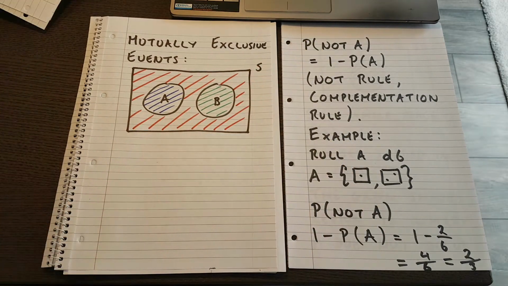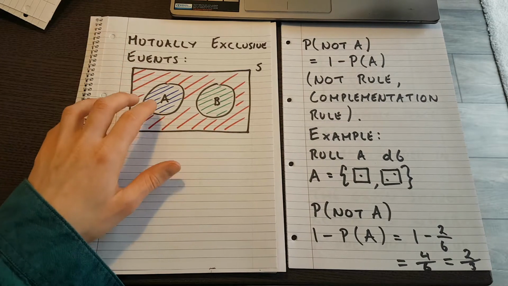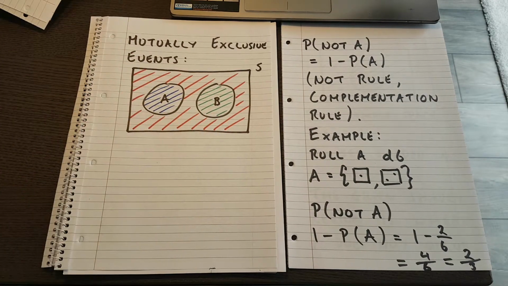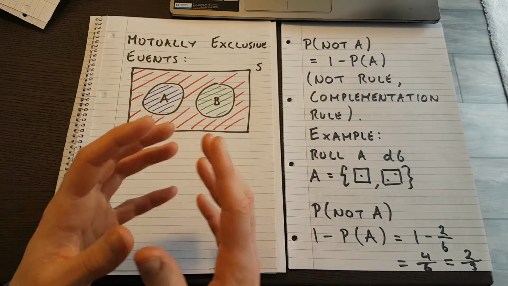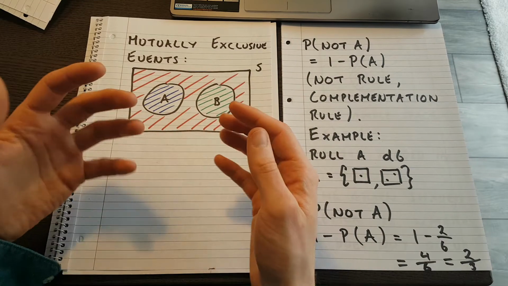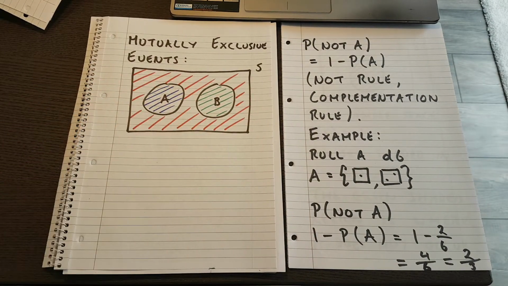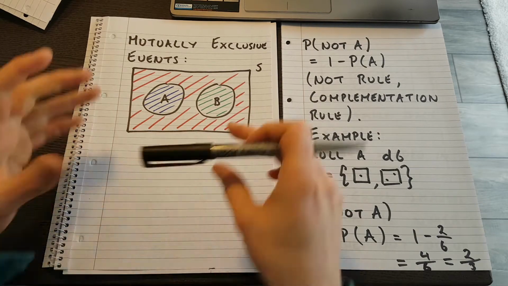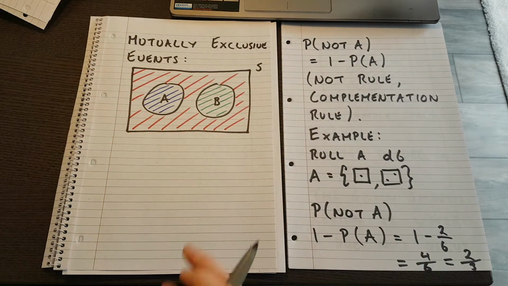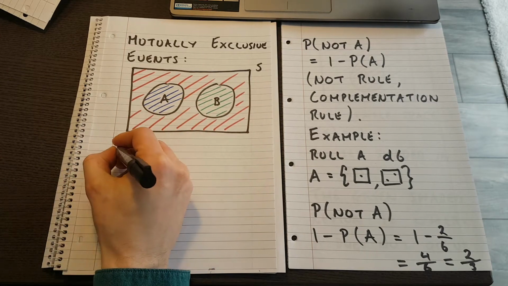We can see here that A and B are 2 separate events. When I say separate, I mean that they are separated. There is no possible outcome in A which is also in B. That's what I mean by mutually exclusive. I have my set of all possible outcomes, and A and B are called mutually exclusive events.